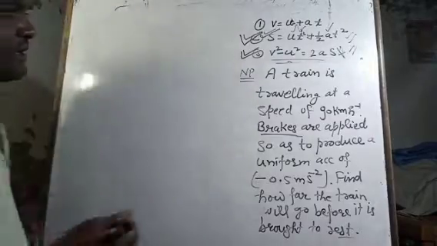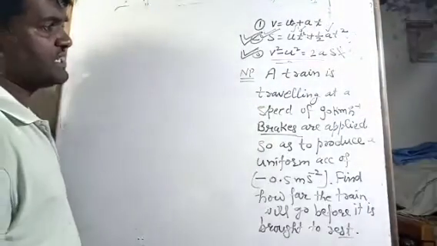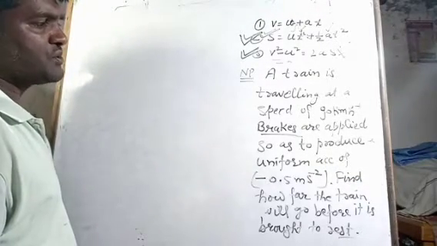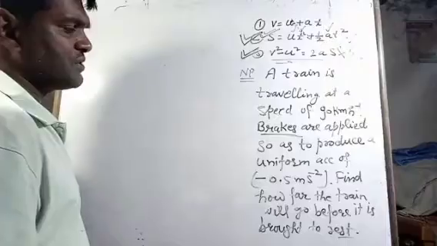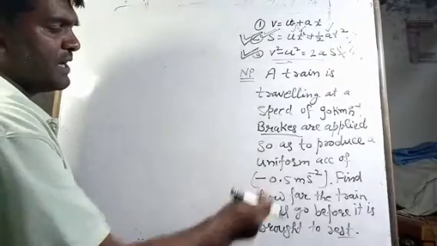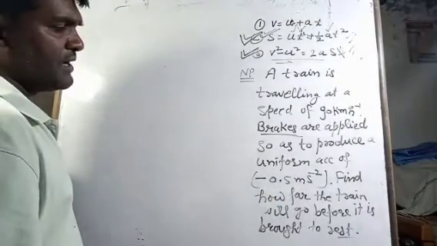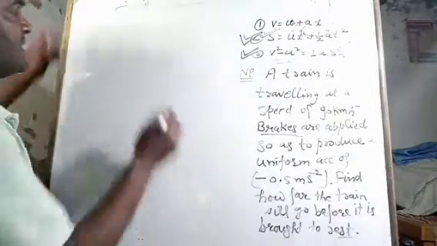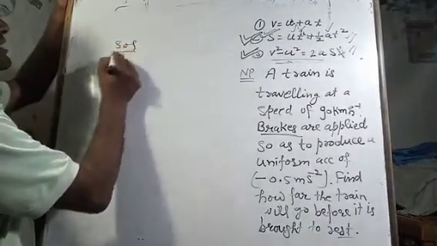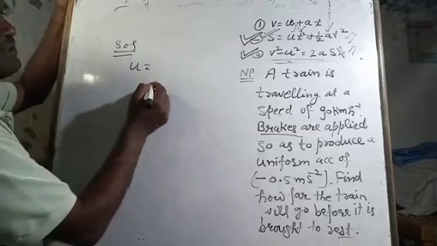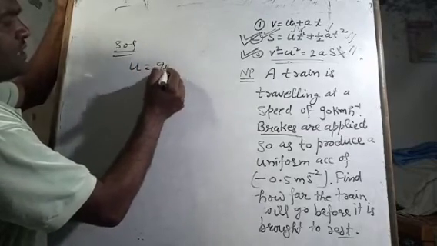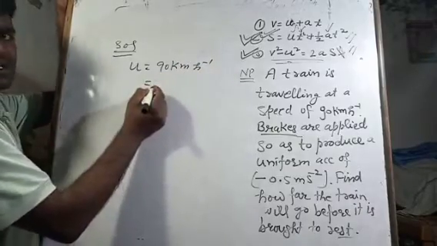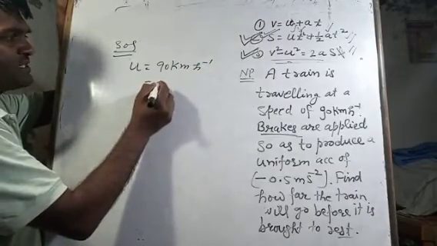They have given a statement, a train is traveling at a speed of 90 km per hour. Brakes are applied so as to produce a uniform acceleration of minus 0.5 meter per second square. Find how far the train will go before it is brought to rest. So for solution, my dear student, u is given to us. Initial velocity here it is 90 km per hour. Once again, let's change it into meter per second.